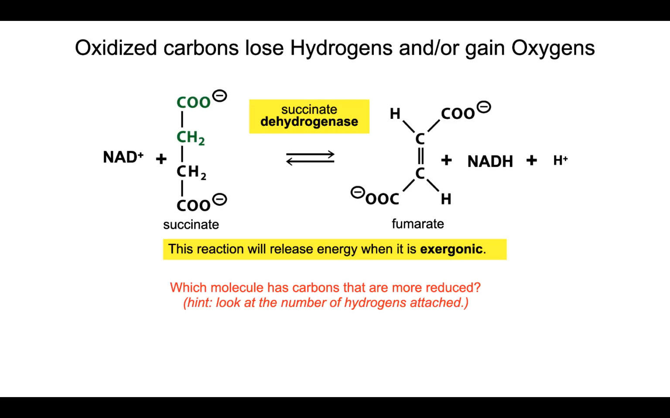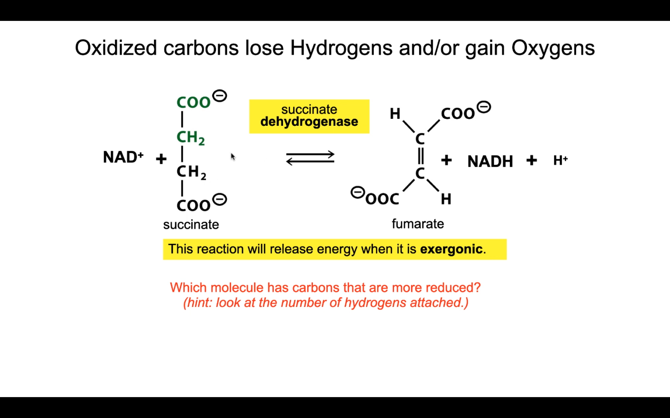Now let's take a look at what it means to oxidize or reduce a carbon within an organic molecule. Here we have succinate, and we are turning it into fumarate, and this is an example of a redox reaction that occurs to organic molecules. And what you'll see here is that the reduced state of this molecule, so succinate, these two carbons are bound to 2 hydrogens each. So they are relatively reduced. The more hydrogens that a carbon is bound to, the more reduced it is.